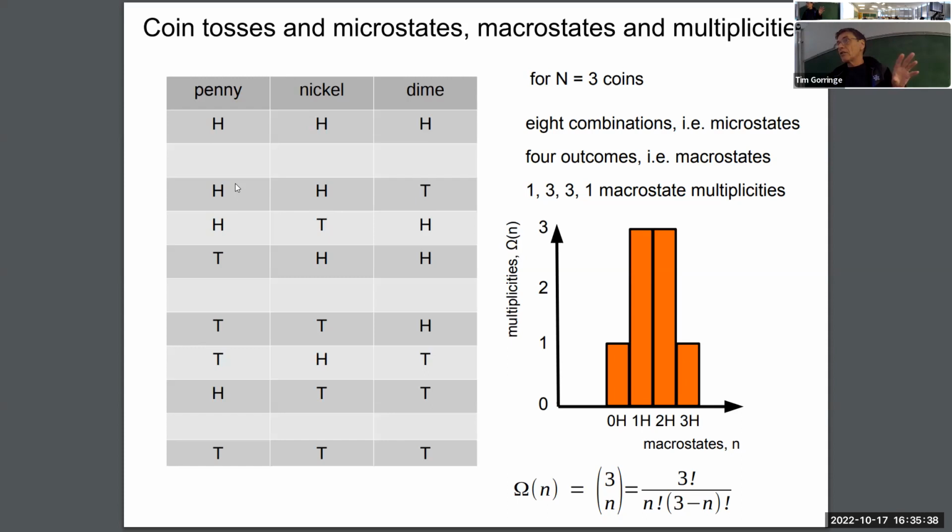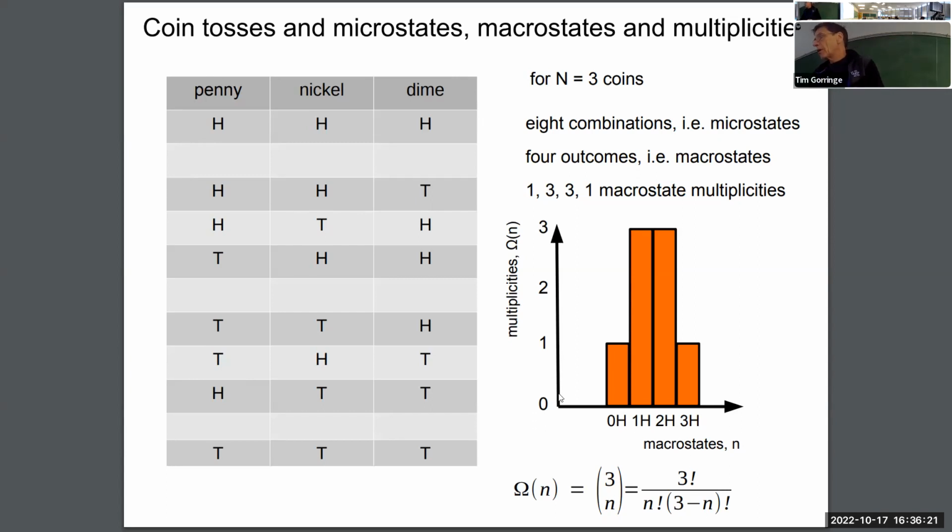And I would call that the multiplicities of those macrostates. So the multiplicities for the macrostate of 3 heads or 3 tails is just 1. The multiplicities for the macrostates of 2 heads or 2 tails, that's three in both cases. And if you were to throw 3 coins, you're more likely to see outcomes with a large multiplicity of microstates. You're less likely to see something like 3 heads with a small multiplicity of microstates.